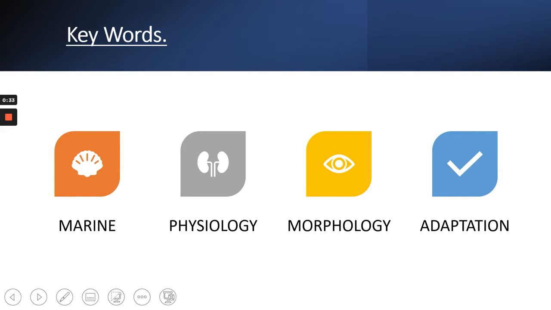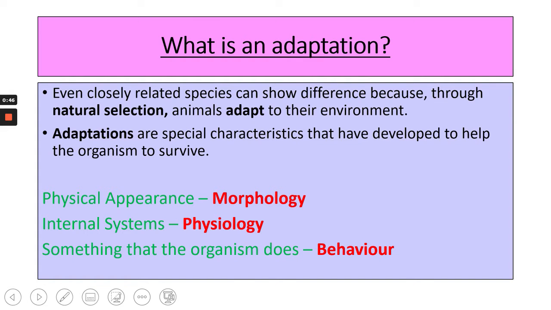On the screen are the key words for today's lesson. They are marine, physiology, morphology, and adaptation. So we first need to understand what an adaptation is. So even closely related species can show differences because through natural selection, animals adapt to their environment. Adaptations are special characteristics that have developed to help an organism survive.